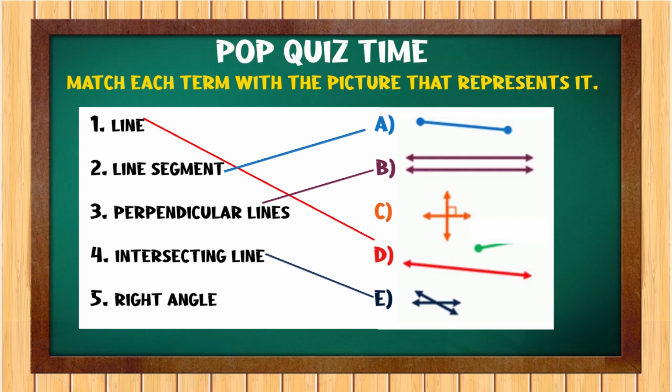Those are intersecting lines. Now, the final one, which is the right angle, we're going to match that with the orange photograph, because a right angle is formed when two intersecting lines connect at a point, forming the right angle. So it looks like the letter L.